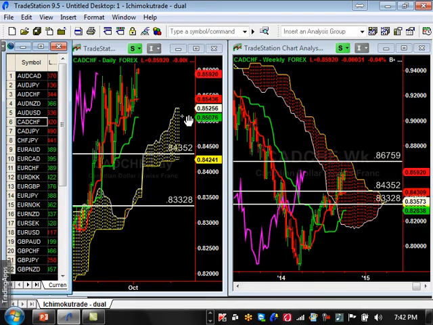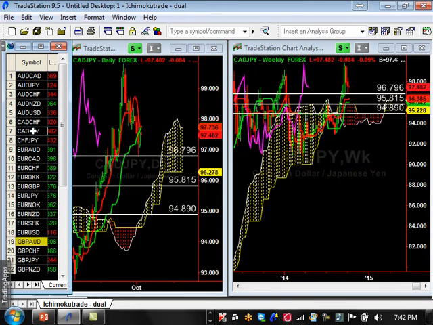CAD Swissy, bearish trending here, going for a major pullback. It's at the major resistance level. We're expecting the major pullback to be 86.75. Once it gets there, we're looking for it to come back to these support levels and continue its journey downwards. Okay. Next is going to be CAD Yen.